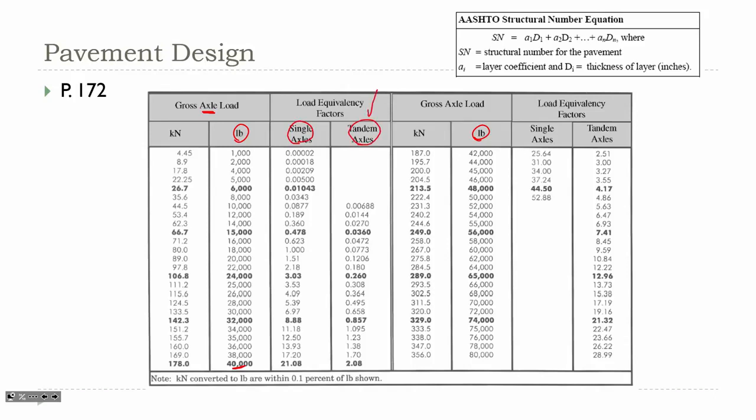One thing to note is that the tandem axle weight is the total weight. It's going to have 2 axles, but the weight referred to here is the total weight sitting on both of those axles, not the total weight divided by 2, which would be the individual axle that's part of the tandem. And then on this same page, page 172, we've got the structural number equation.